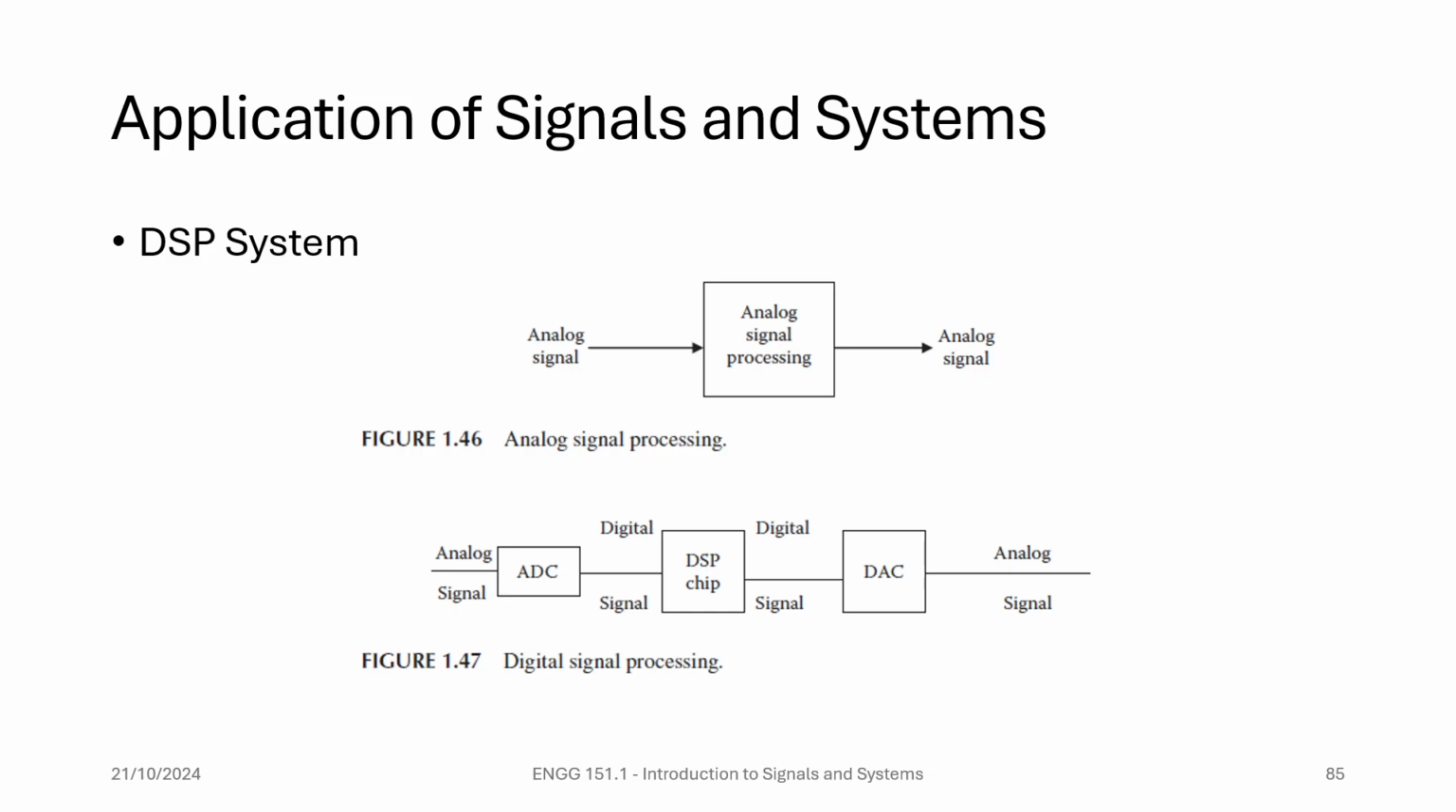Now, why is that so? Because there is no limit on what amplitude the analog signal processor can handle. We can feed any type of signal. What is the best example of an analog signal processor? A megaphone.